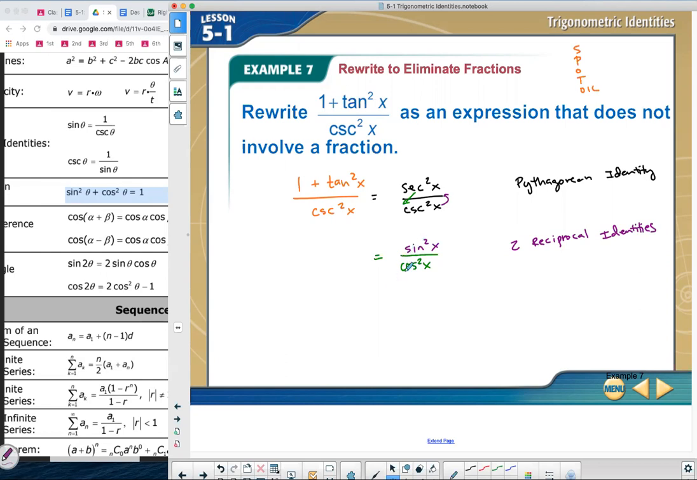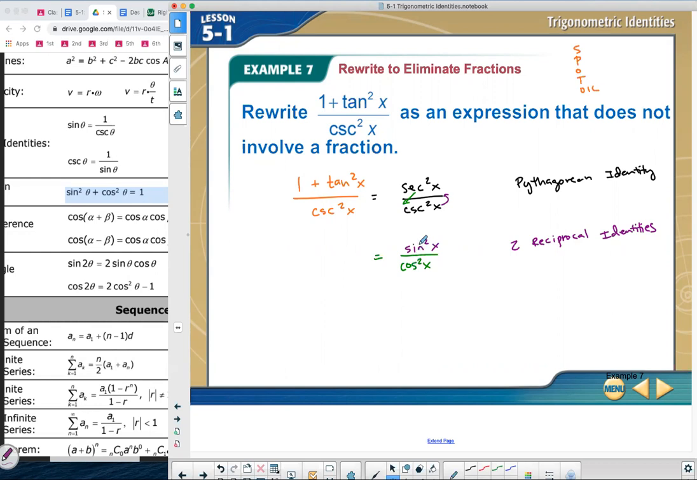So now I have sine squared over cosine squared. We don't want a fraction. So let's see, can I simplify anything? Nope. Can I do Pythagorean? No, I don't have ones and squares. Okay, I do have squares, but not ones. Opposite denominator? Nope. Transform, well, I'm kind of transformed. This is kind of like the opposite.